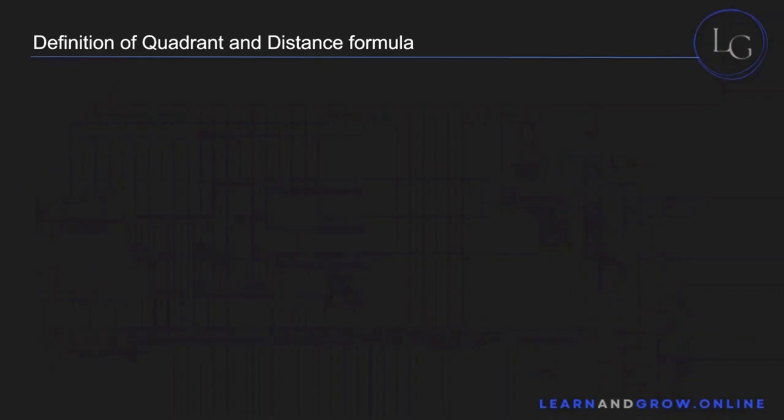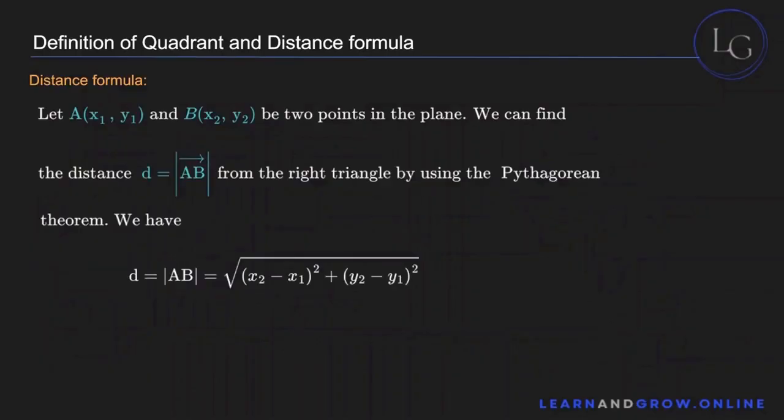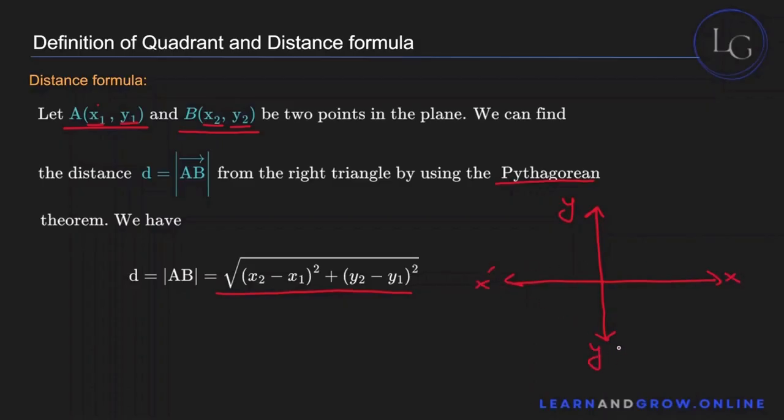Okay? Now, let's see the distance formula. Basically, if you have a point A with x1 as its x value and y1 as its y value, a point B with x2 as its x value and y2 as its y value. Now you can see we're representing them as ordered pairs. You can find the distance between point A and point B using this formula, which is derived from the Pythagorean theorem, right? So just to clear it out how that happened, you have this positive y axis, the positive x-axis, the negative x-axis, and the negative y-axis.